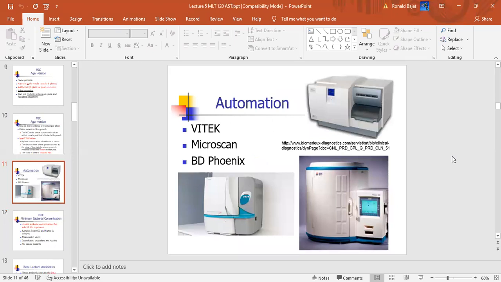Automation. Okay, so you have three main companies. I'm used to using the Vitek. It uses a vacuum to suck up the bacterial suspension into the wells of the card. Microscan takes your suspension and actually does pipetting. So Vitek uses a vacuum. Microscan uses a pipetting system. And I'm not familiar with the BD Phoenix, but it's also an automated system.